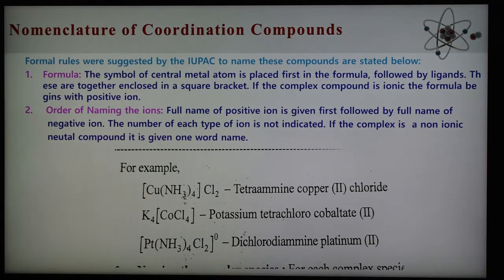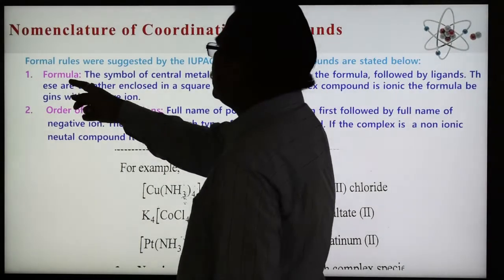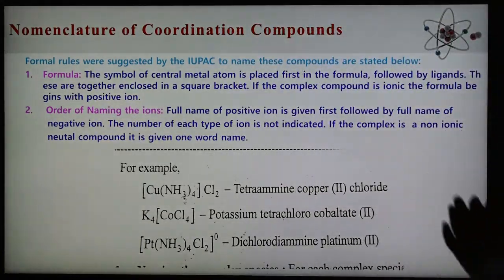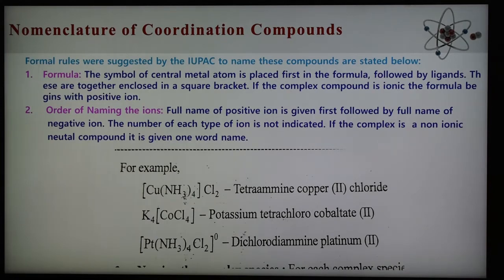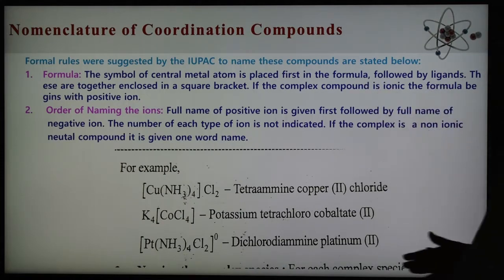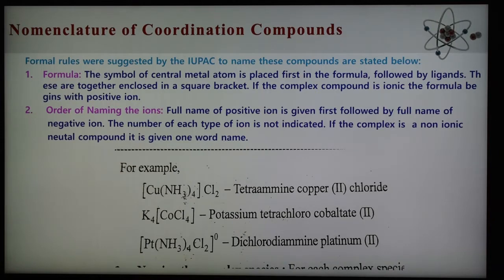Number 1 is that in case of IUPAC nomenclature, first we have to write the formula of the complex. The formula of the complex is written with the symbol of the central metal atom placed first in the formula, followed by the ligands, and both are enclosed in a square bracket.